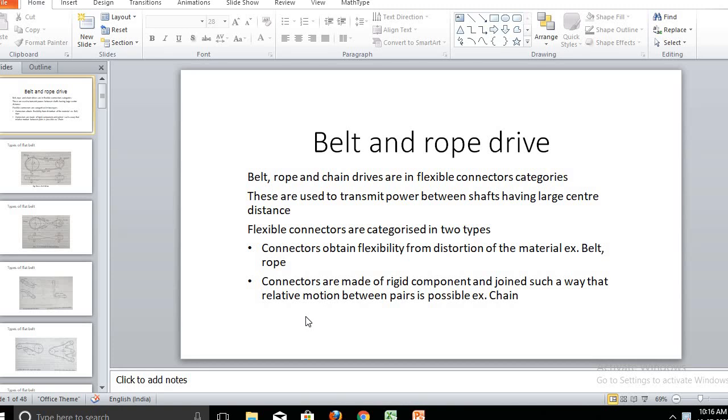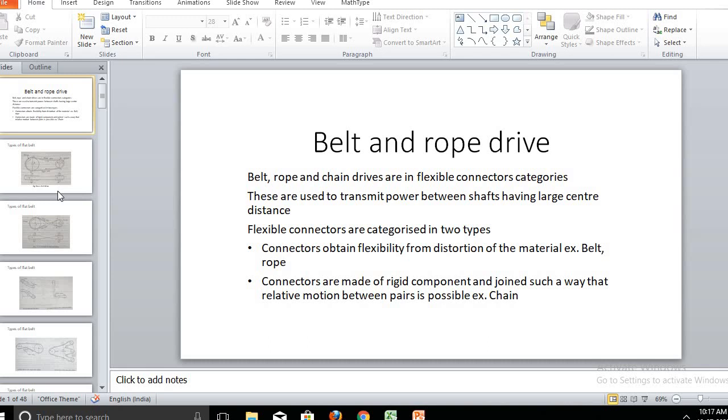Belt, rope, and chain drives are the flexible connectors. In belt and rope drives, we obtain flexibility by distortion of the material. In chain drives, we obtain flexibility by means of the joints in between the two elements or pairs. So belt and rope drives are generally used for power transmission. The major function is the power transmission from one location to another location.